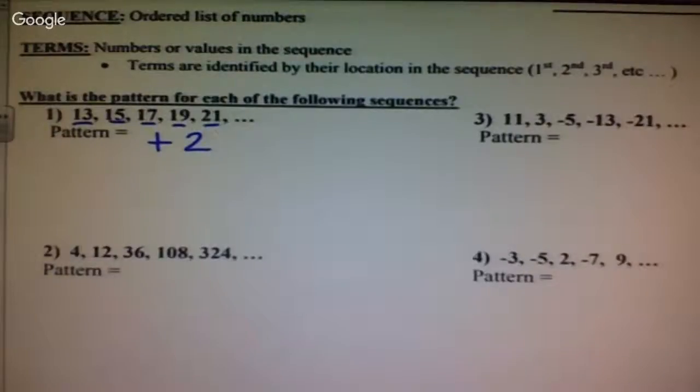Take a look at number 2. What is the pattern? Okay, you went over to 3. Technically number 3 is minus 8. What's my pattern for number 2? Times 2. Times 3.